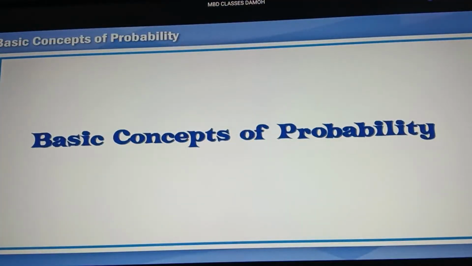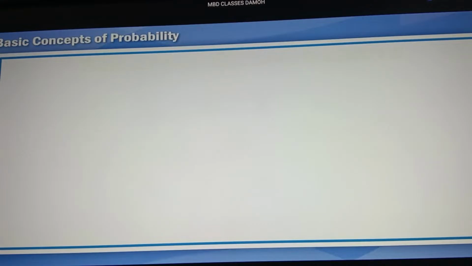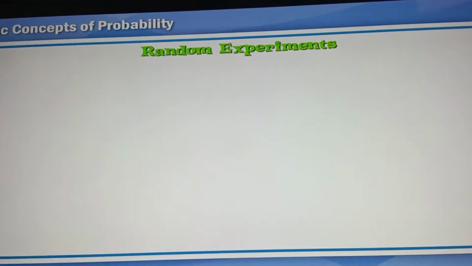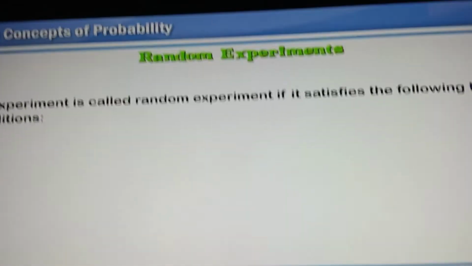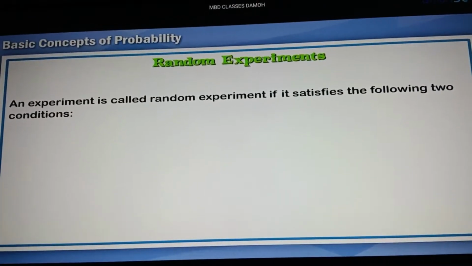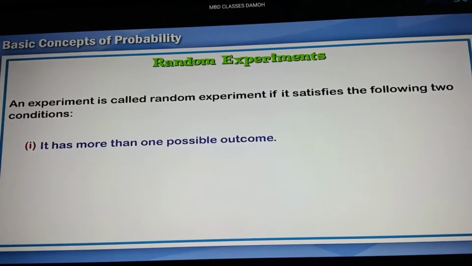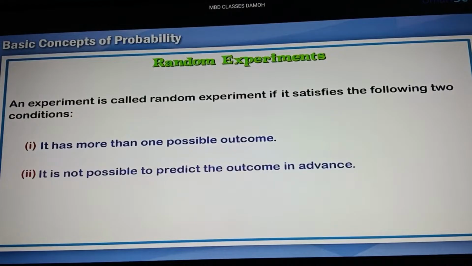Basic concepts of probability. In this module, we will learn some basic concepts of probability. First, let us learn about random experiments. An experiment is called a random experiment if it satisfies the following two conditions. That is, 1. It has more than one possible outcome. 2. It is not possible to predict the outcome in advance.